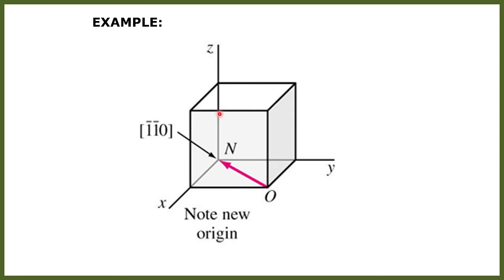For line N, the direction in the x vector is negative 1, the direction in the y vector is negative 1, and the direction for the z vector is 0. So negative 1, negative 1, 0. For the direction, it is 1 overbar, 1 overbar, and 0.